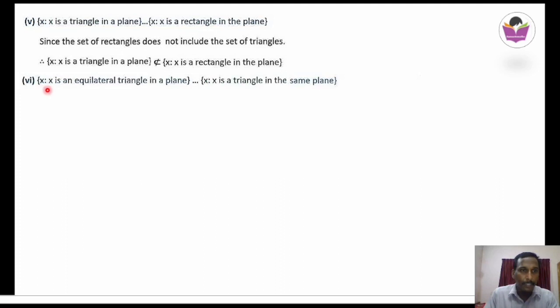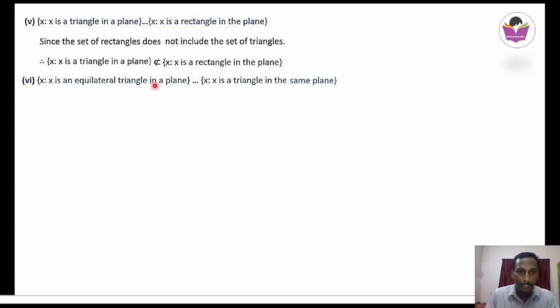Next is the set of x such that x is an equilateral triangle in a plane. We have to fill in subset or not a subset, and here x is a triangle in the same plane. An equilateral triangle has 3 equal sides and all angles 60 degrees. This is the first set. And the second set is any triangle in the same plane.